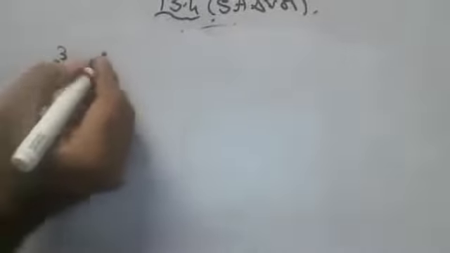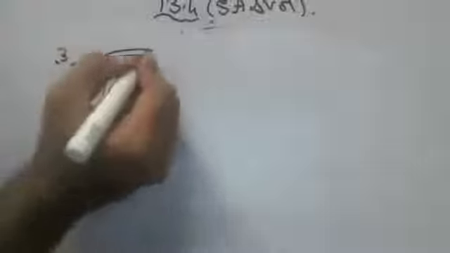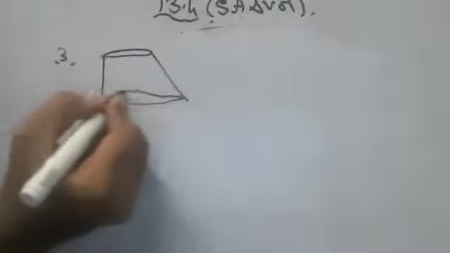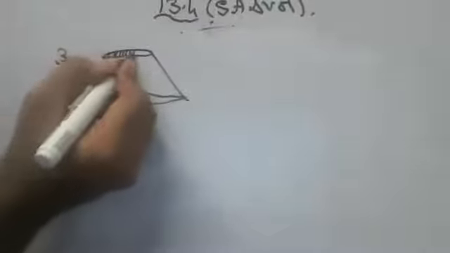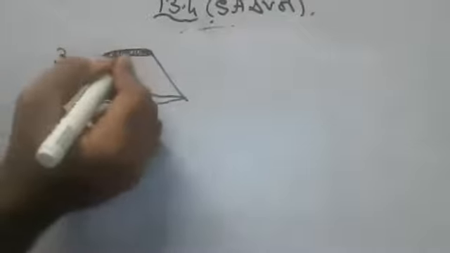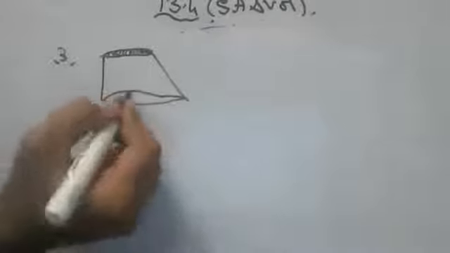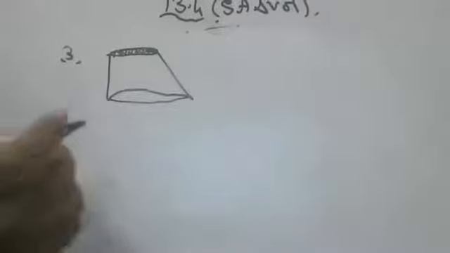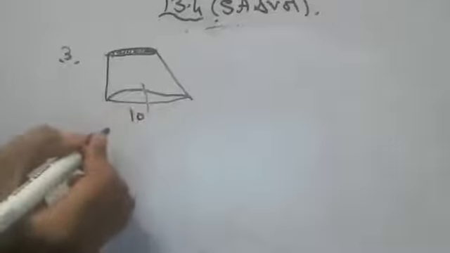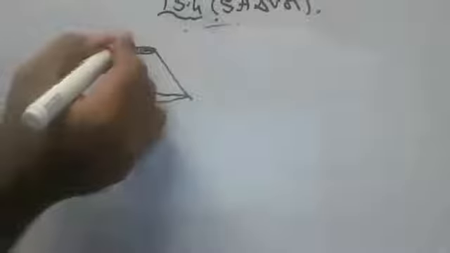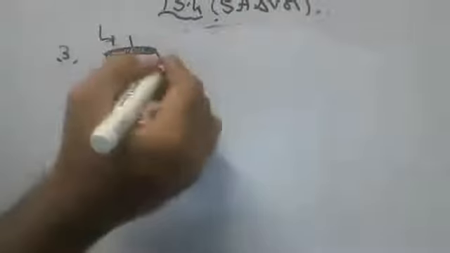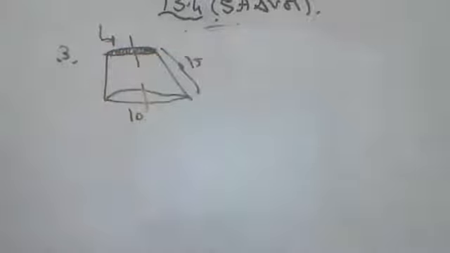A fez is in the shape of a frustum. Fez means it's like a cap worn by some Muslims. A fez should be closed at the top; anyway, the bottom has to be open. The radius of the open side is 10, the upper surface radius is 4, and the slant height is 15. The question is, find the area of material required to make it.